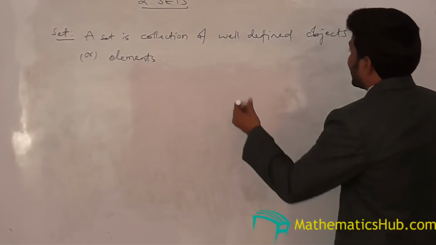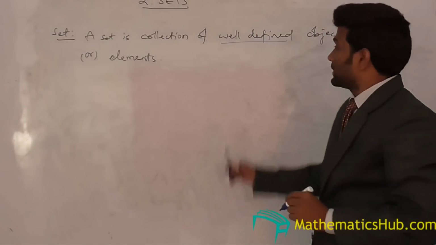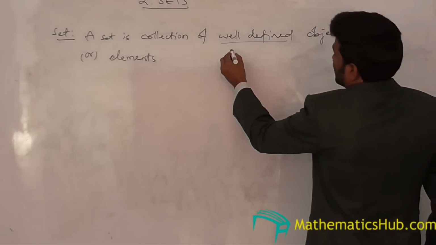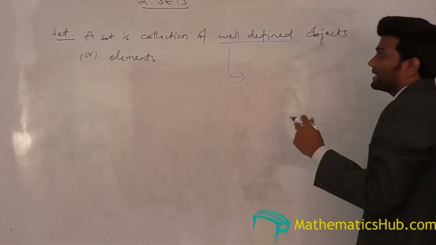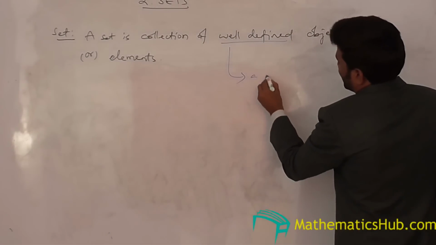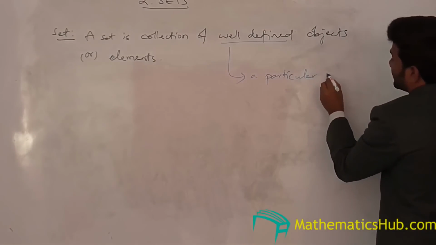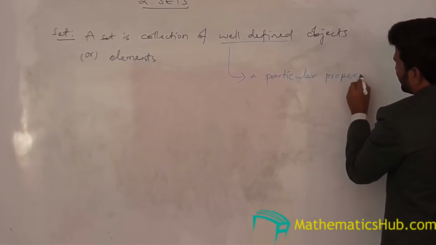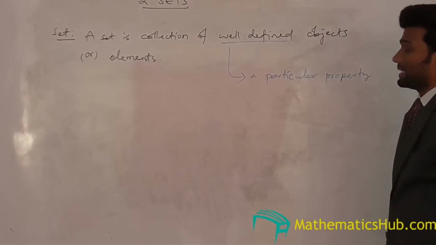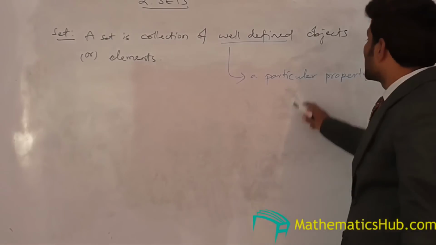Here, what exactly does well-defined mean? Well-defined means the elements of the set should possess a particular property. A particular property, which means all elements in the set should possess the same property.